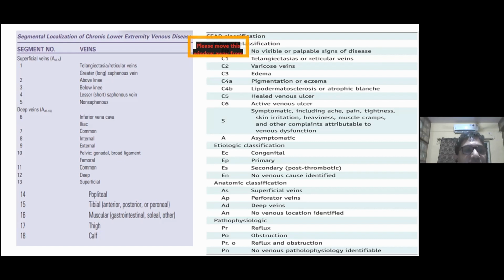varicosities. Now in deep veins, 6 is inferior vena cava, 7 is common iliac, 8 is internal iliac, 9 external iliac, 10 pelvic, gonadal, broad ligament, and femoral: 11 is common, 12 is deep, and 13 is superficial. 14 is popliteal, 15 is tibial, anterior, posterior or peroneal, 16 is muscular like gastrocnemial, soleal, others, 17 thigh veins, and 18 calf veins. If these veins are affected, they are named according to the segment numbers from 1 to 18.